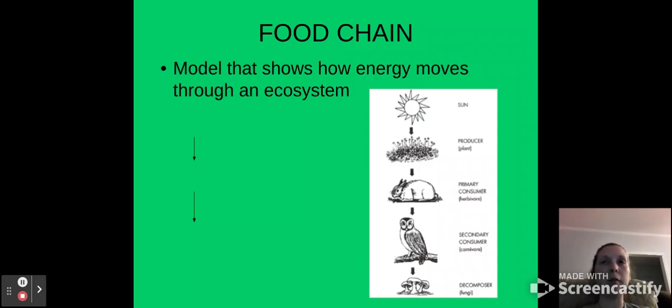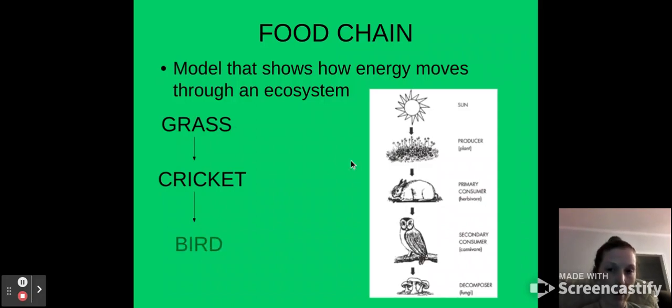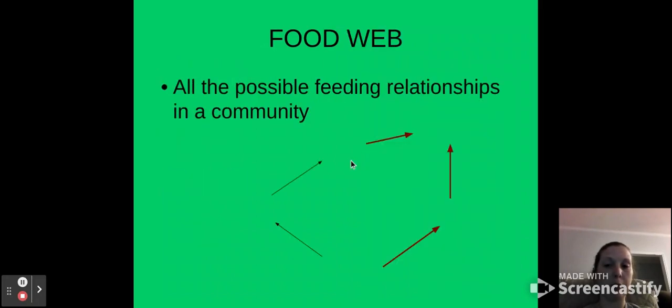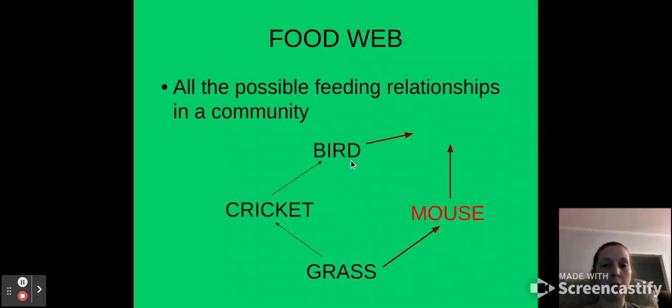And then we can look at those types, carnivores, herbivores, things like that, and use those to make our food chain. So this, again, models how energy moves through an ecosystem. So if we're starting with grass as our autotroph, our producer, we would go to crickets, which would be our primary consumer, so our herbivore, right? Then we would go to our secondary consumer, which would be the bird. And so let's look at this example here.